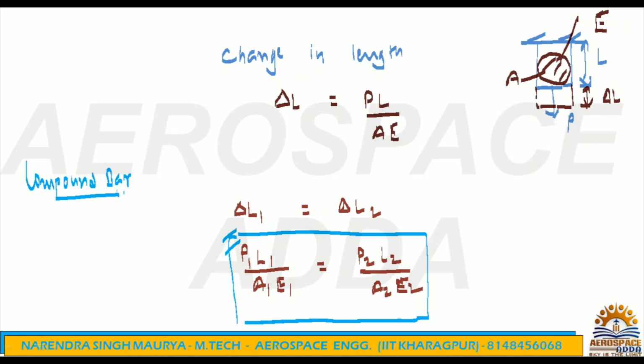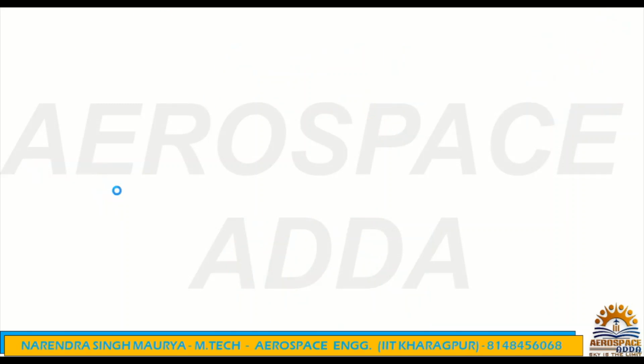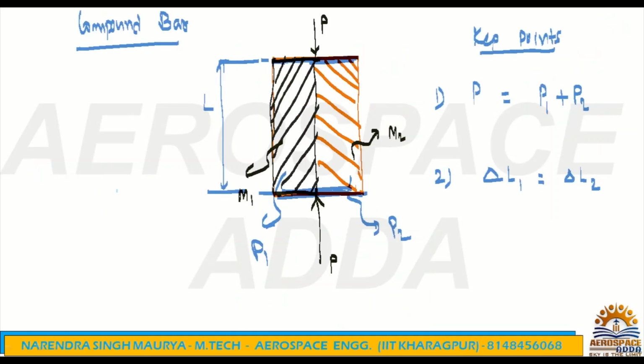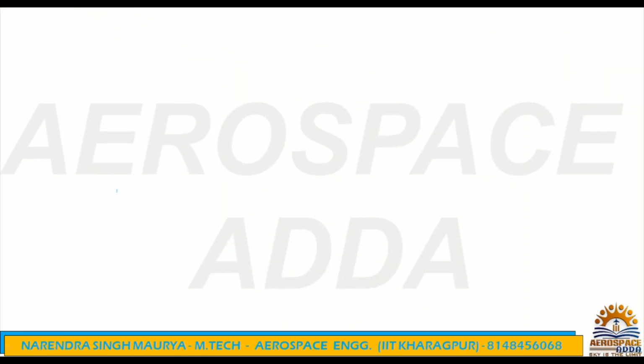As you know, delta L1 is equal to delta L2, hence we got P1 L1 by A1 E1 is equal to P2 L2 by A2 E2. Based on this, we'll solve one simple problem and see how these key points we have written here will be used. So, problem number 1.